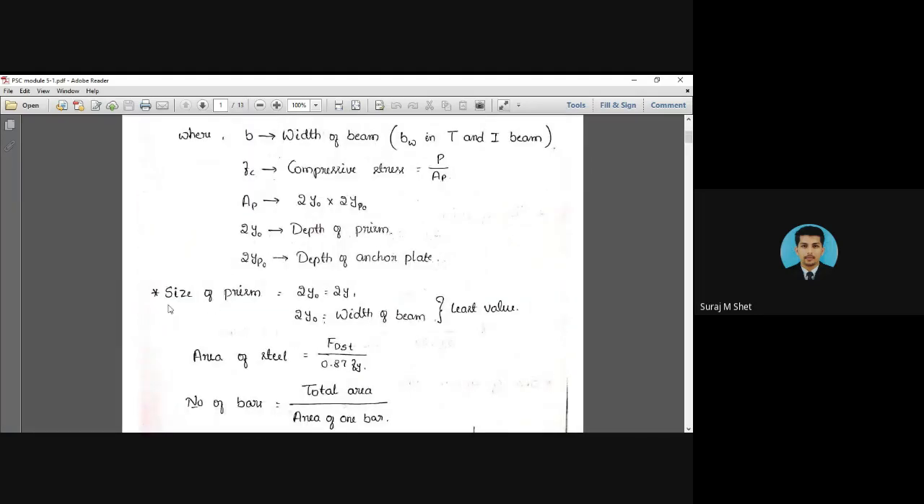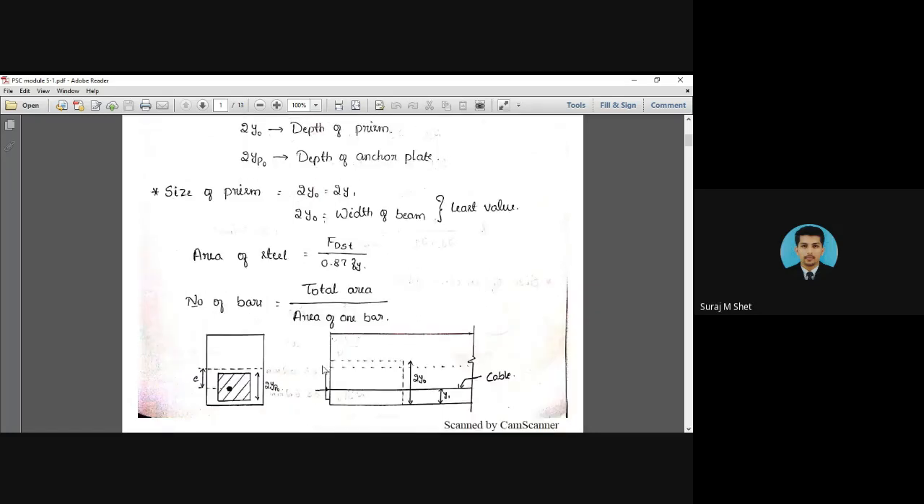And these are the formulas for how to calculate the size of the prism. You already know the prism is there. This is the size of the prism below the portion. There will be two methods: 2 into y naught indicates the size of the prism, but you have to compare. 2 into y naught is equal to 2 times of y1. Whatever plate is provided below the portion, the plate is called y1. 2 times of y1 is equal to 2 times of y naught. This is the size of the prism.